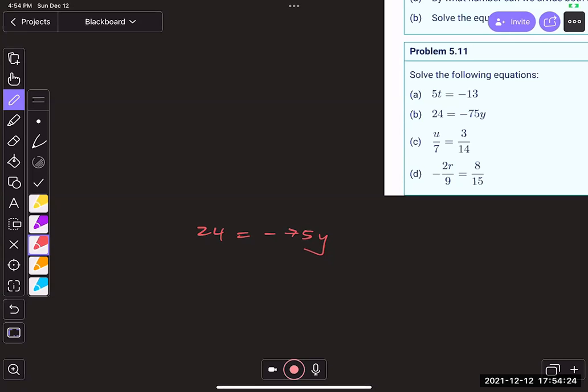What do you do to undo multiplication? Divide. So what should you be dividing by? 75. Positive 75? Negative. Why negative 75? Because it's being multiplied by negative 75. Because it's the number that you're multiplying by. You divide by the number that you're being multiplied by to get rid of it. So you divide by negative 75, divide by negative 75. What do you get on your right side now, Evan? Y. And what do you get on the left side?